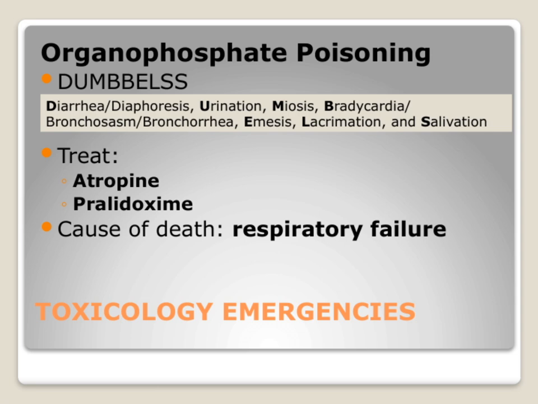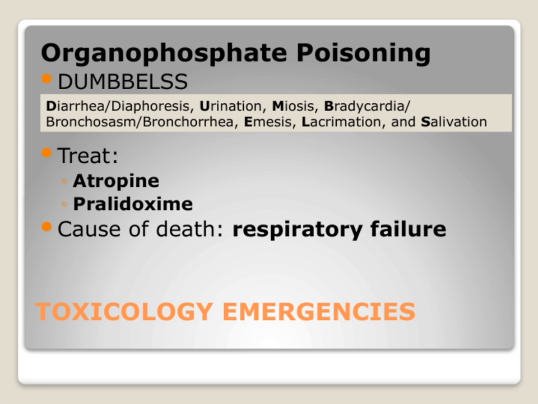All of these symptoms are collectively summarized by the mnemonic DUMBBELSS, which helps us remember the main features of organophosphate poisoning. This condition results from acetylcholinesterase inhibition, leading to an accumulation of acetylcholine and overstimulation of parasympathetic nervous system receptors. In terms of treatment, the mainstays are atropine and pralidoxime. Atropine helps block the excess acetylcholine at muscarinic receptors, alleviating many of these symptoms. Pralidoxime works to reactivate acetylcholinesterase, addressing the underlying cause.